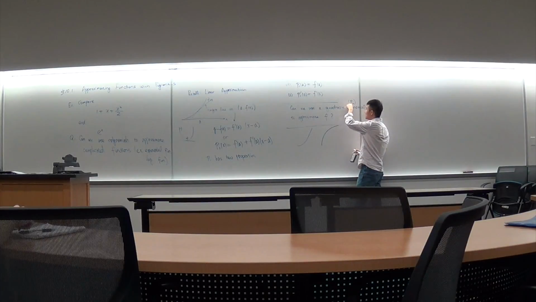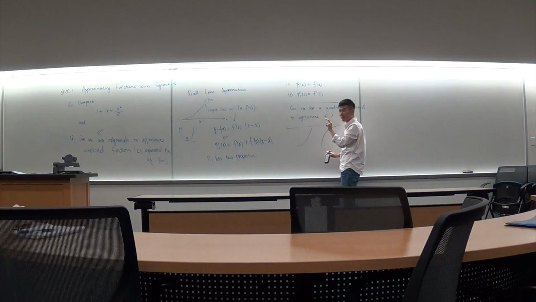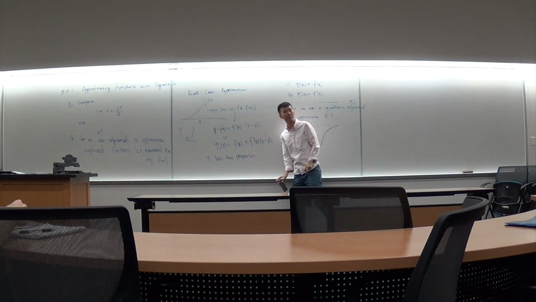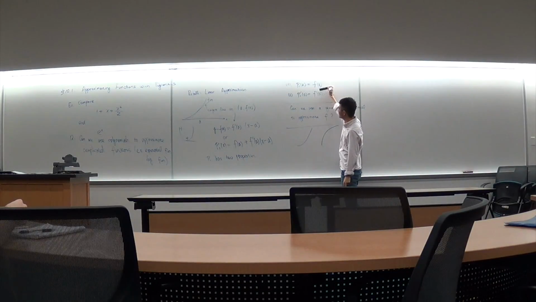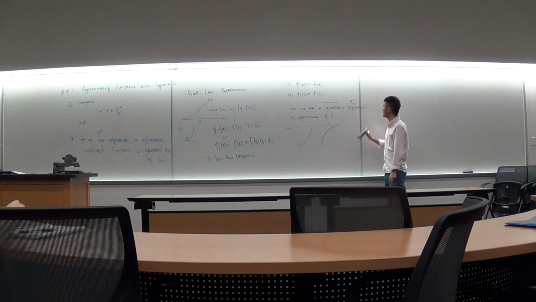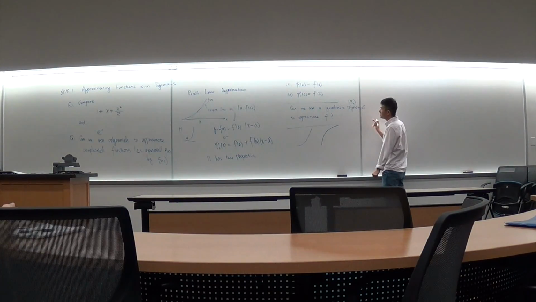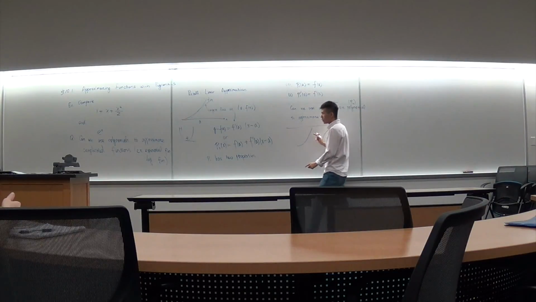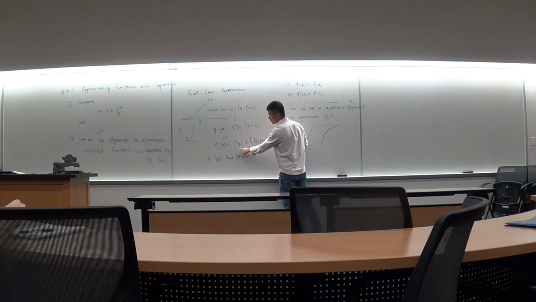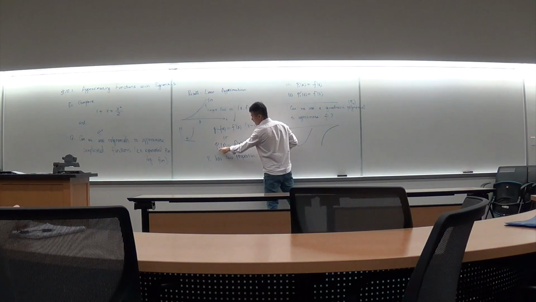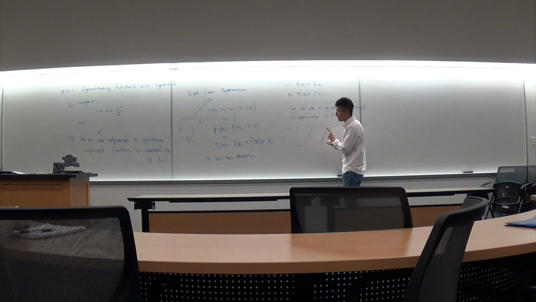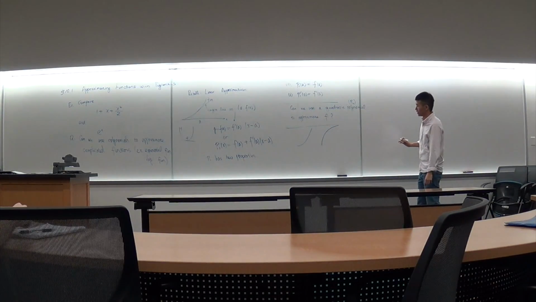So in that sense, P2 will be a better approximation than P1, because P2 not only satisfies these two conditions, P2 will also satisfy a third condition. Now, how do we find this P2? We want to build P2 from this polynomial P1, so we just add a term to P1.